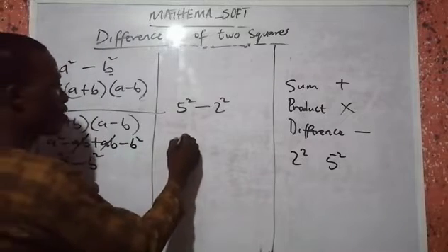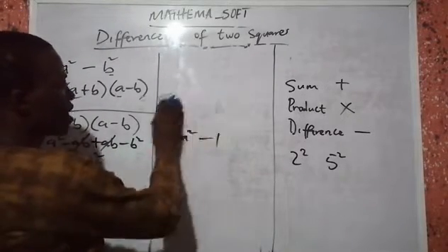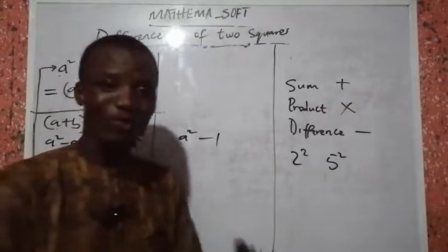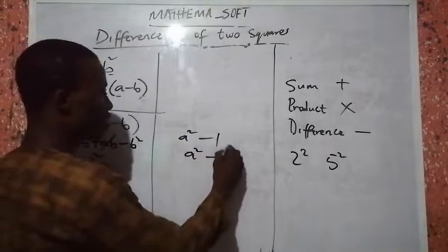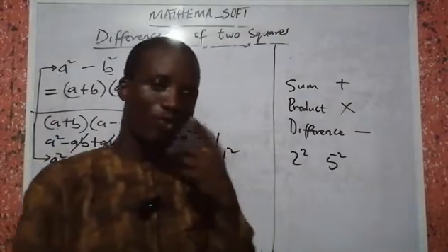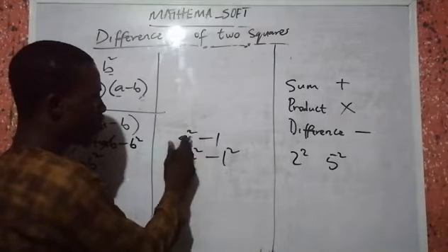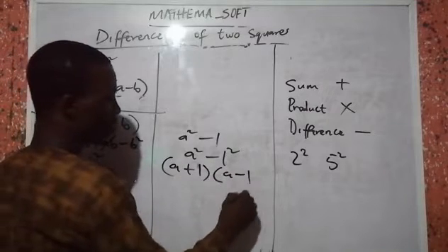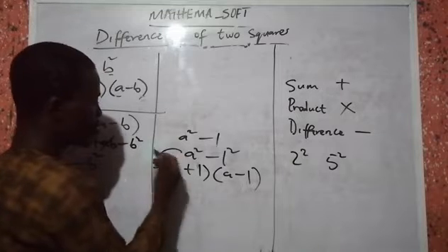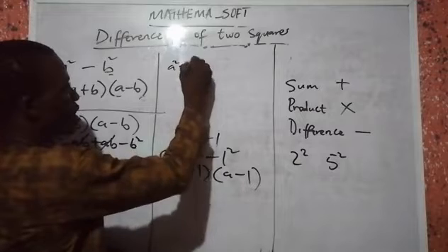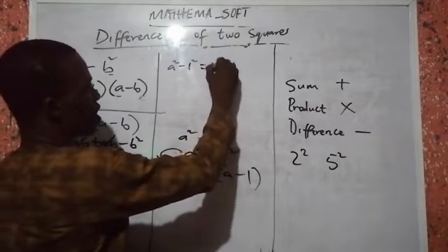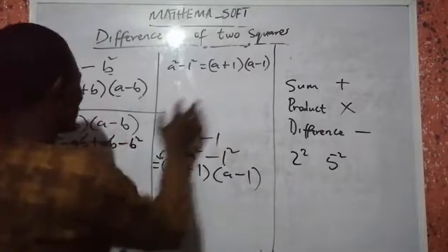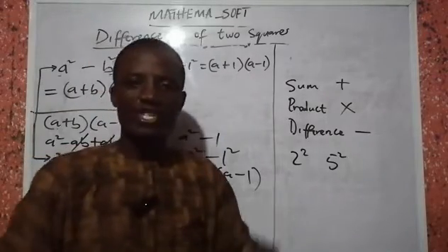For example, if I have a question that's something like this, A squared minus 1. 1 on its own is also a perfect square because the square root of 1 will give you 1. So you can easily say, this will become A squared minus 1 squared. Of course, 1 squared will still give you 1. In the options, you may not see this. What you will see is A plus 1, bracket A minus 1, because this is equal to this. What I mean is that A squared minus 1 is equal to A plus 1, bracket A minus 1, according to difference of two squares. Because if you expand this, just like I did here, you always get here.